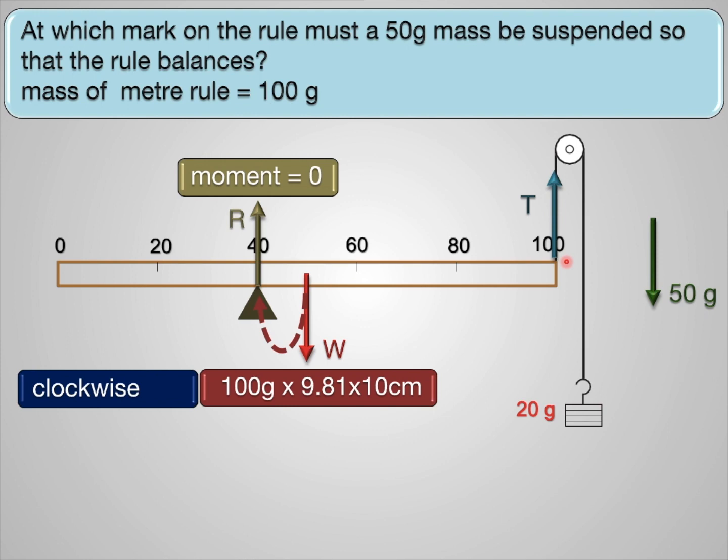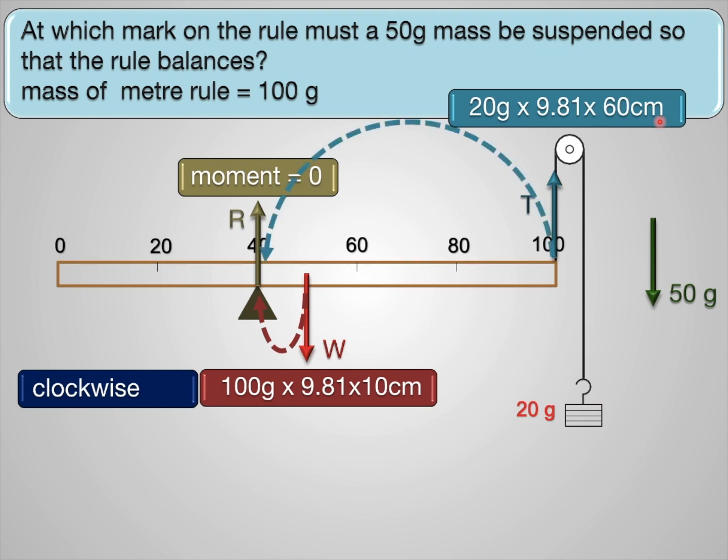Now I am finding the moment caused by T, the tension. Same equation: force is m into g, into distance. The distance should be the perpendicular distance from the force to the pivot. The pivot is at 40 centimeter, so 40 to 100. That's why I have taken 60 centimeter. This is the moment. Now let's check whether it's clockwise or anti-clockwise. For that, I have to bend the force towards the pivot. So you can see this is going anti-clockwise.